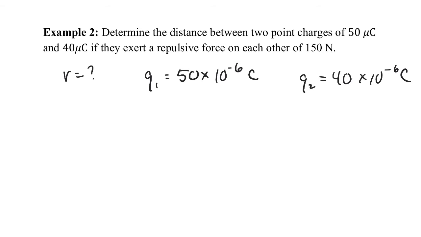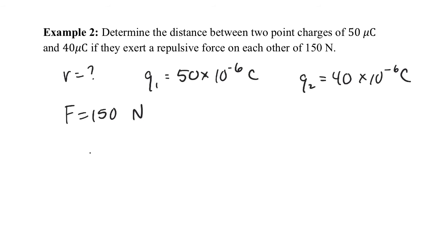So the question asks us to figure out the distance if there's a repulsive force. Why would there be a repulsive force? Why not an attractive force in this problem? What do you think is the reason for that? Fiona, what do you think? They're both positives, and likes repel. Likes repel. So the force has to be repulsive in this case. So that's what we know.